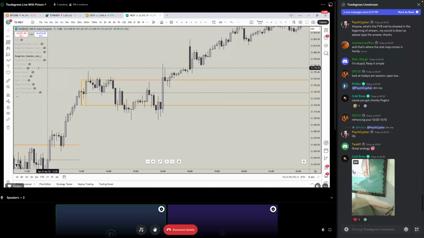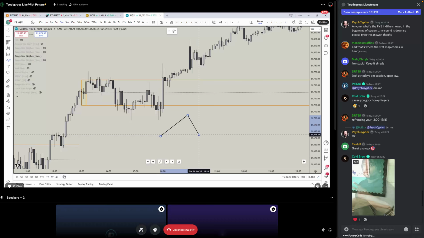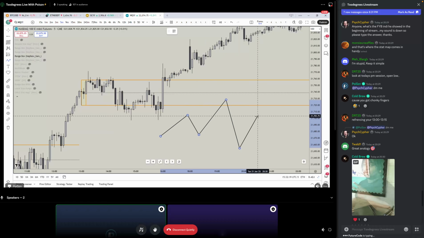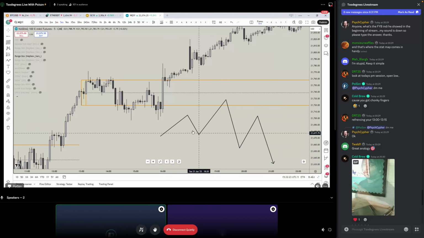Because there's something which I use, which is called the order of delivery, and it's always going to be the same occurrences every time, right? It will be an accumulation, a failure swing, an OLR, CSD, retracement, expansion. Does this look familiar to you guys? The order of delivery.